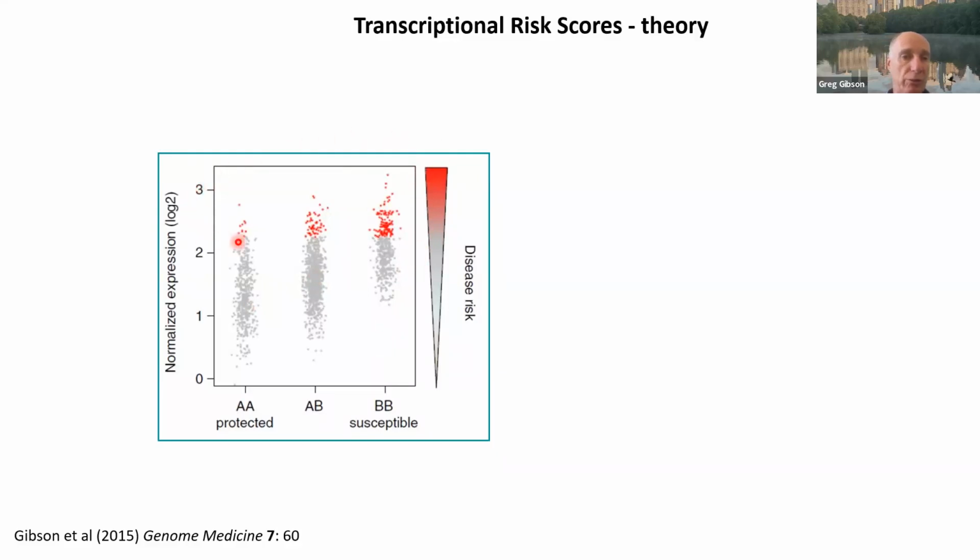They're actually the red ones here. It doesn't have to be a threshold, but the idea would be that the ones with high expression will be the ones most at risk. And the reason the BBs are more susceptible is because they're more likely to have high expression.